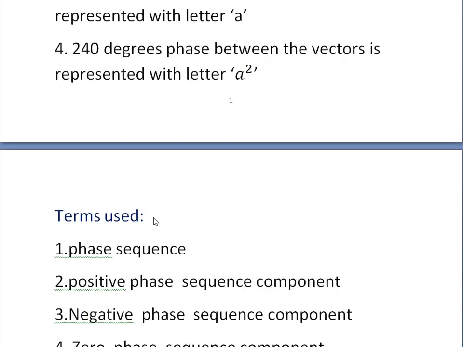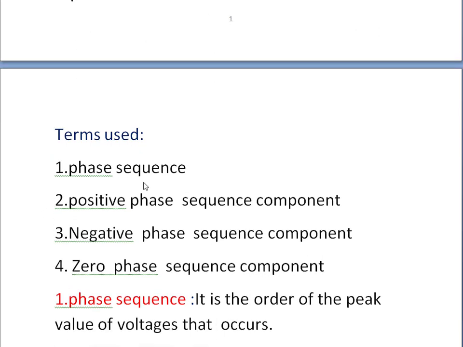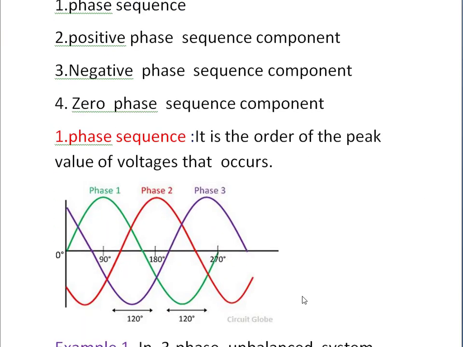Then the terms used: phase sequence, positive phase sequence component, negative phase sequence component, zero phase sequence component. So let us see what is phase sequence. It is the order in which the peak values of the voltages occur.